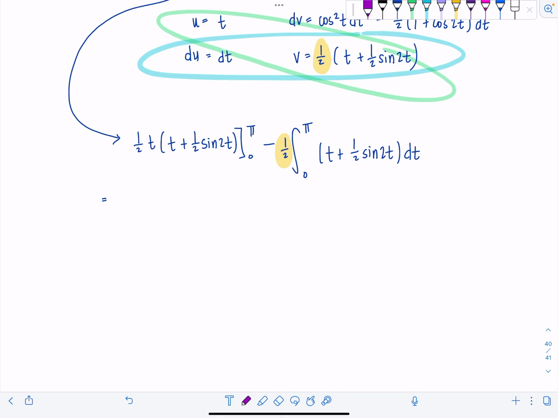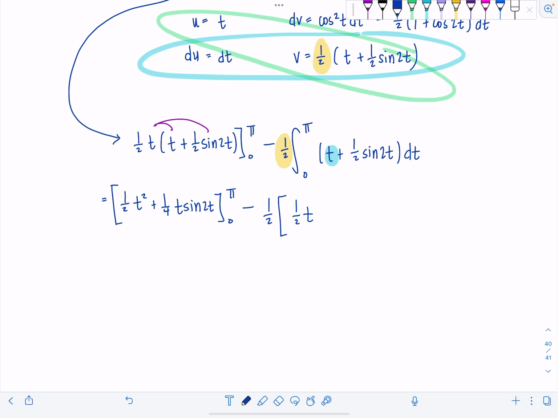All right, let's distribute now here the 1/2 t. So we'll have 1/2 t squared plus 1/4 t sine 2t. This is all going to be evaluated from 0 to pi, minus 1/2. Are you ready to integrate this guy? I think so. We can anti-differentiate t, no problem. That's going to be another 1/2 t squared. What about this 1/2 sine 2t? Well, antiderivative of sine 2t is going to be a negative cosine 2t. And then I need another 1/2 because of the 2 there. So that would be minus 1/4 cosine 2t evaluated from 0 to pi as well.